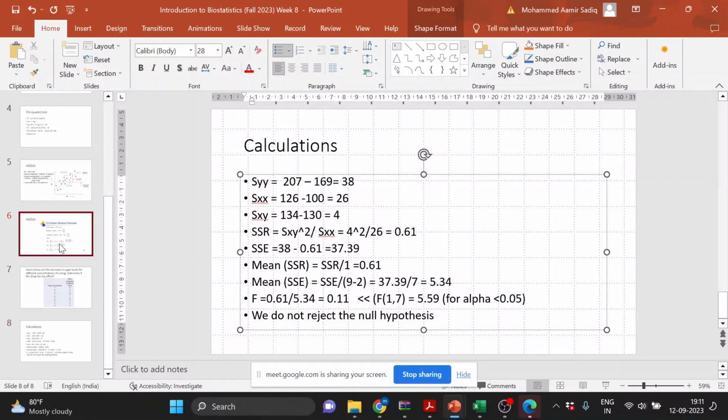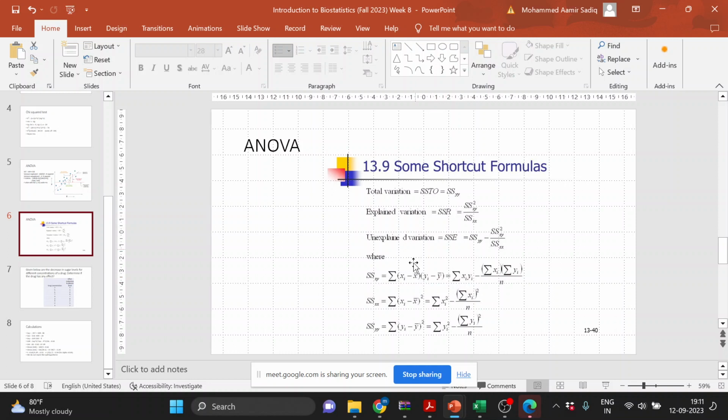You have to use these formulae here. The actual formula is this. This simplifies to this formula. Anyone having questions how we did this?